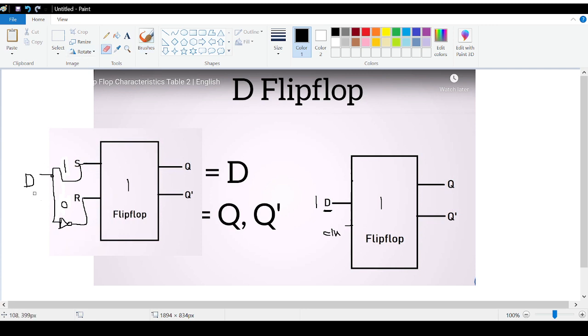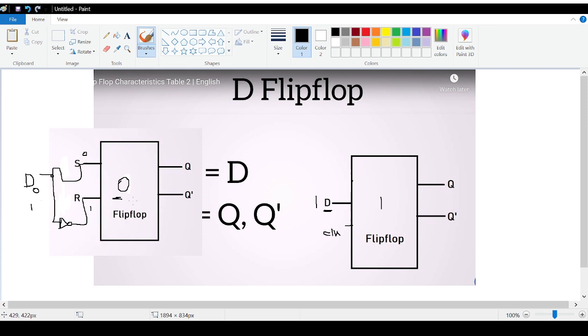Conversely, if I pass 0 through D, let's see what happens. If I pass 0, then S will have 0, and 0 bar is 1, so R will have 1. So what will be stored inside my flip-flop? It will be 0, I guess. Right, reset, since we're resetting, so the value will be 0. So if I pass 0, then 0 is stored. If I pass 1, then 1 is stored.